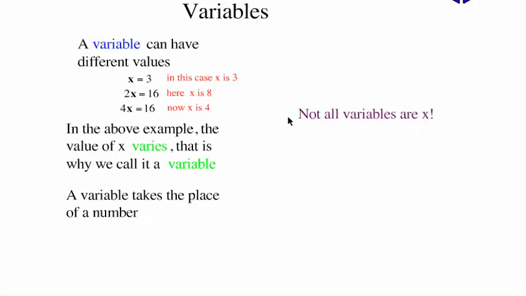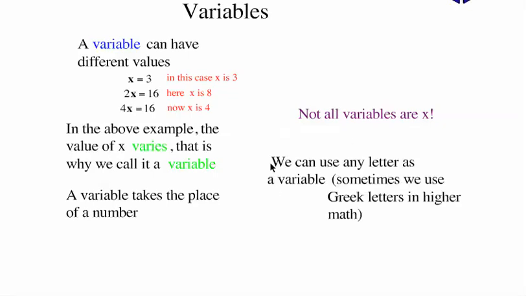Okay, not all variables are x. When we mean a variable takes the place of a number, it's like a big cardboard box. It's got a number in it. We just can't see what the number is. All right, so the variable is like a holding place for a number. I always think of it as a big cardboard box or a paper bag with a number inside it. We can't see what that number is. Okay. So 2x is like 2 times something. The variable represents the something.